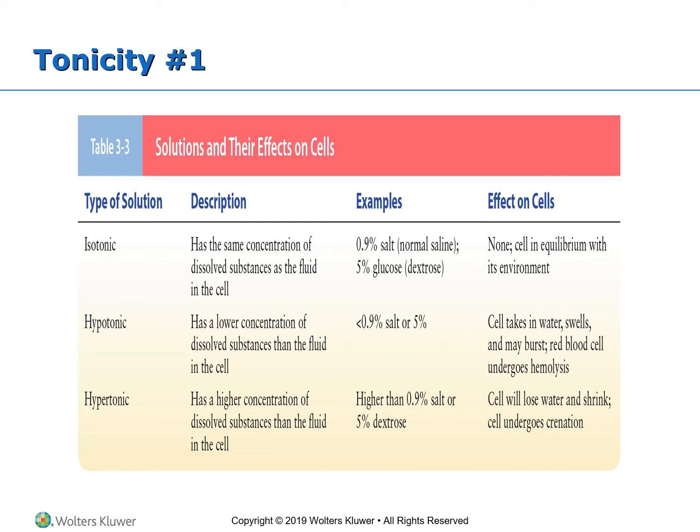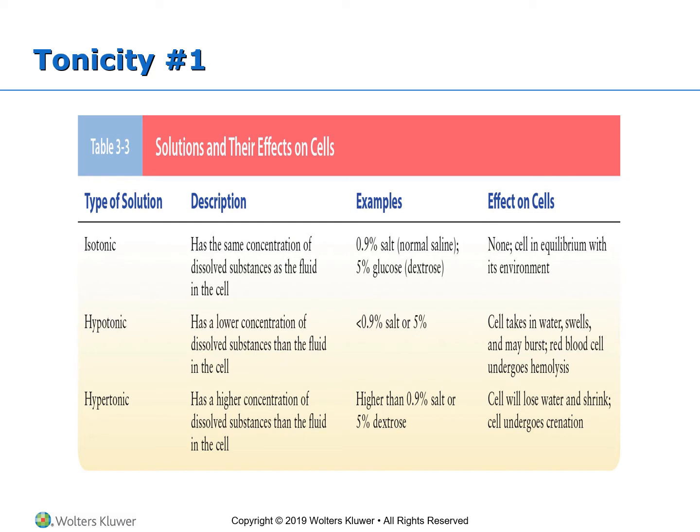On the other hand, if we decide to give what is called a hypotonic solution that has a lower concentration of dissolved substances in the same amount of fluid, that is lower than the tonicity of the inside of the cell, and an example of that will be 0.45% saline, the cells will intake the water to equalize the pressures. And as a result of that, the cell will swell and may burst. As an example of that, the red blood cell will undergo what is called hemolysis.